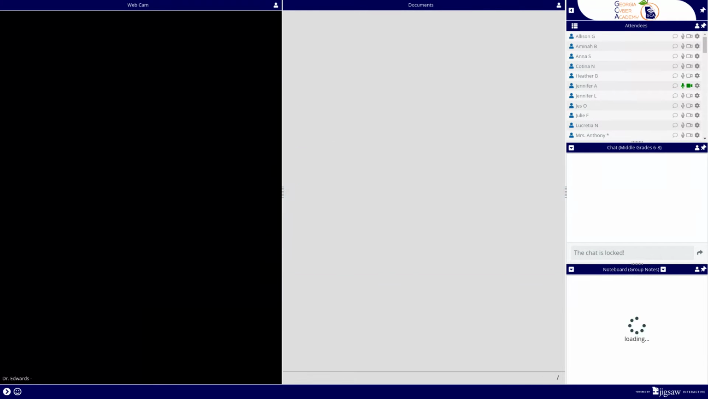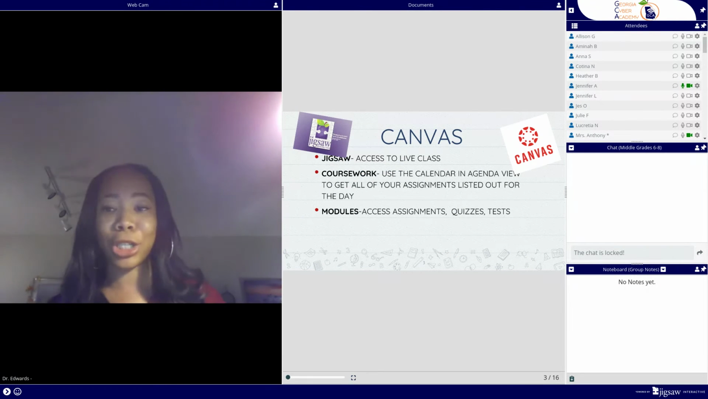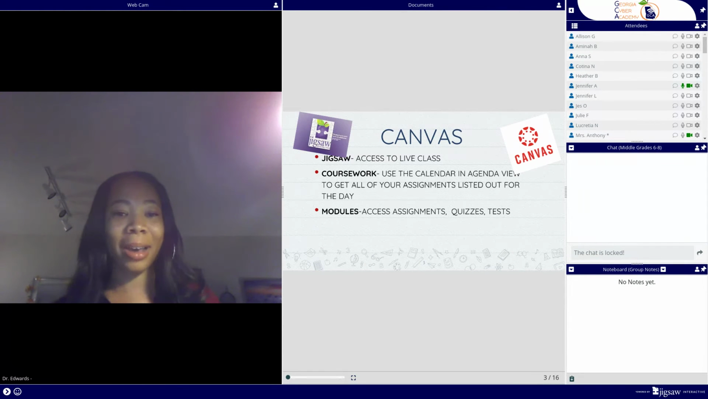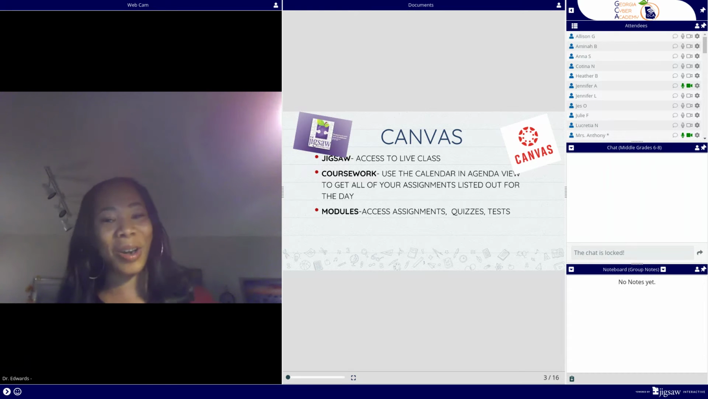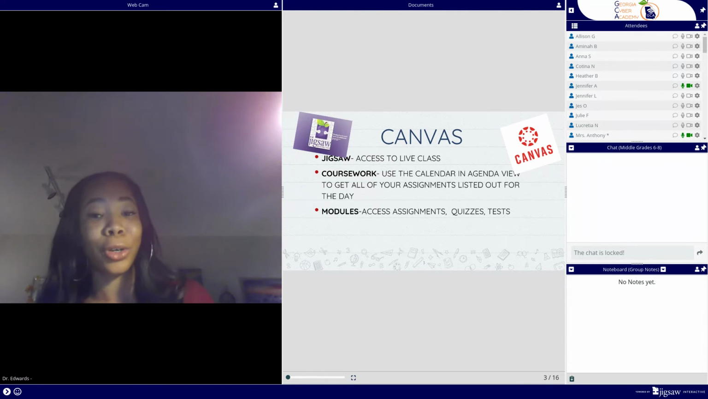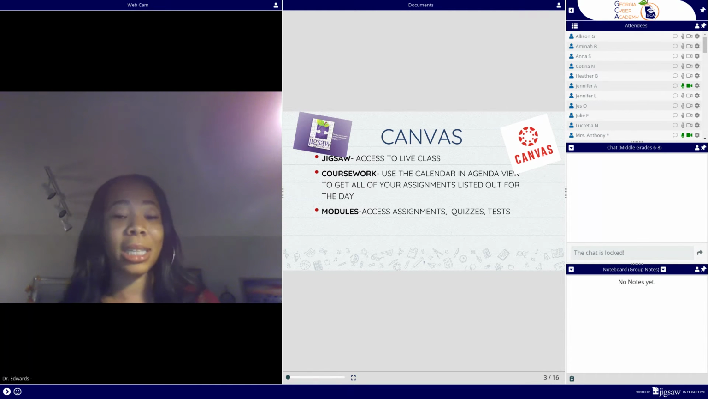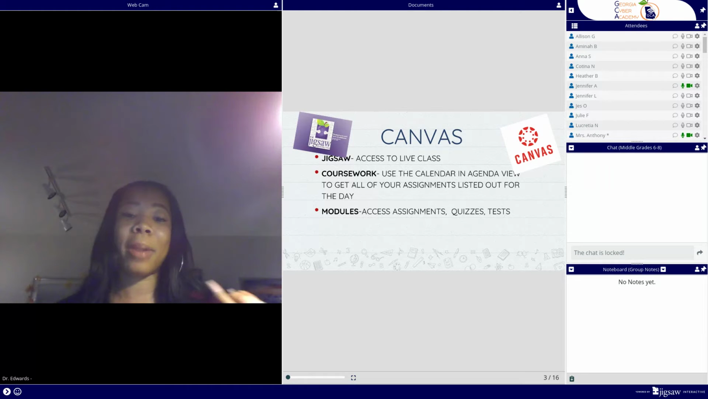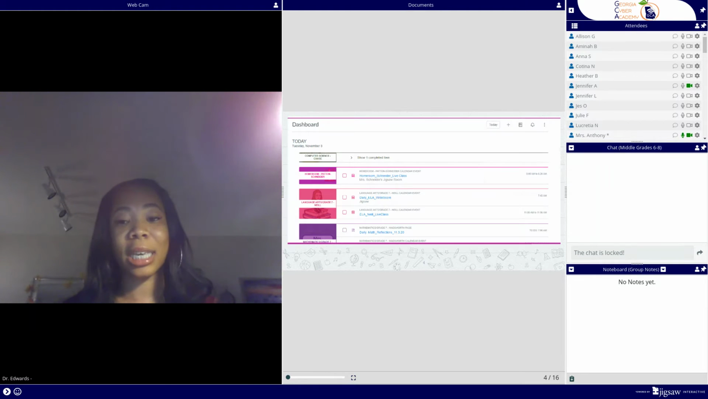All right, so just some terminology that you may need to know when you hear us talking about it, your students talking about it. Jigsaw, that means access to live classes. So when you hear your students say, I need to go to Jigsaw, they're accessing class. Coursework, use the calendar and agenda view to get all of their assignments listed out for the day. And then modules, that's where students will access their assignments, quizzes, and tests. So just some need to know things.